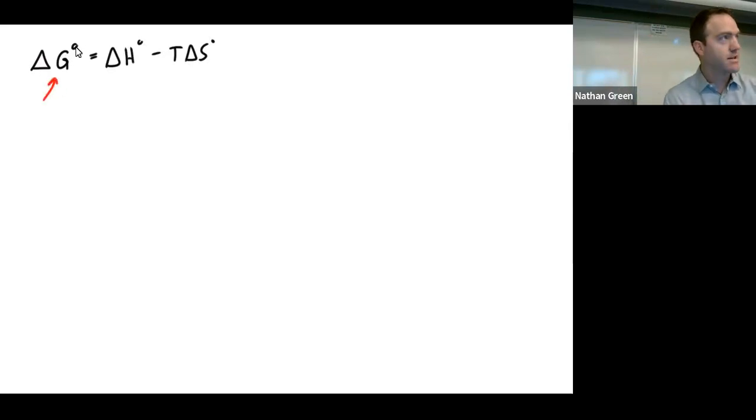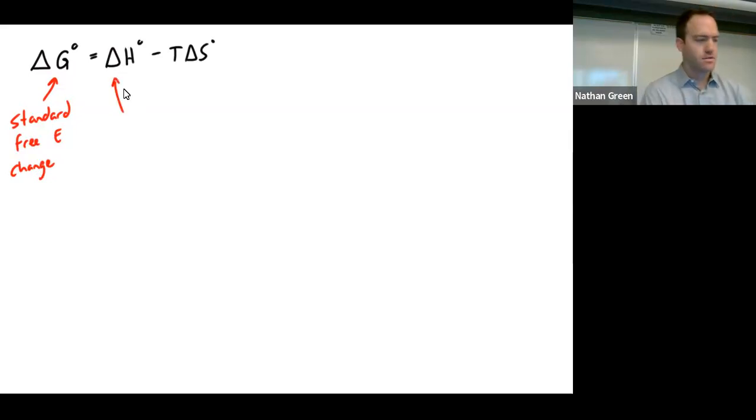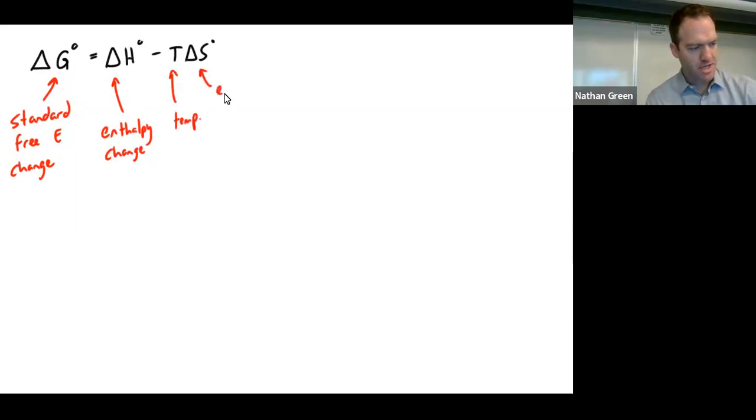So we had said that the free energy change, this is going to be a little bit of a review just to get us back into it. The standard free energy change, that knot up here, is going to be dependent on the change in the heat. So delta H is the enthalpy change, minus T, which is temperature, delta S, which is the change in entropy.